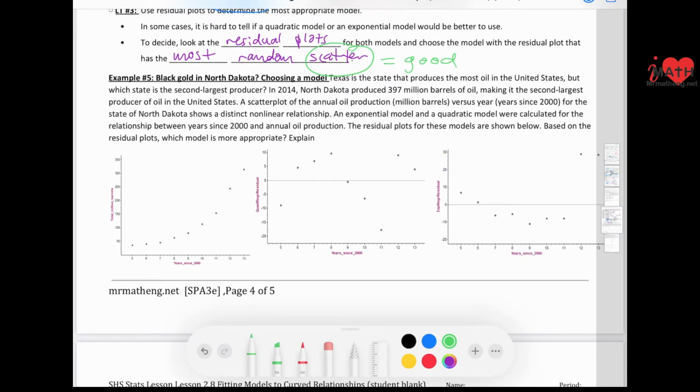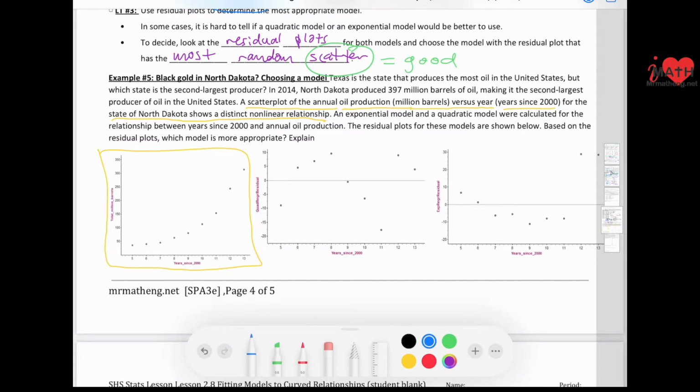Let's do this last example together. Example number 5, black gold in North Dakota. Choose a model. Texas is the state that produces the most oil in the United States. But which state is the second largest producer? In 2014, North Dakota produced 397 barrels of oil, making it the second largest producer of oil in the United States. A scatterplot of the annual oil production in million barrels versus year since 2000 for the state of Dakota shows a distinct nonlinear relationship. So that's this one right here. That one in yellow.